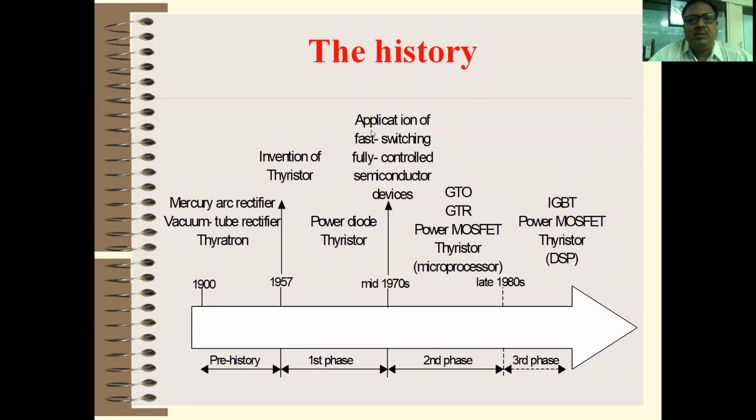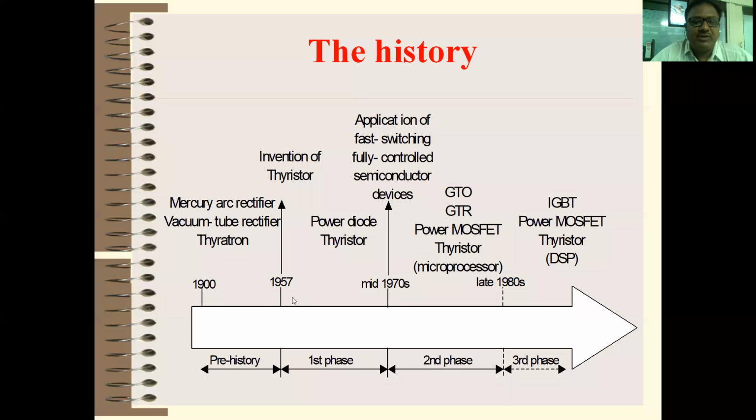Then see the history of these power devices. In the 1900s, the prehistory, basically mercury arc rectifier, vacuum tube rectifier, thyratron, etc. These tubes were used for conversion or maybe for switching purposes.